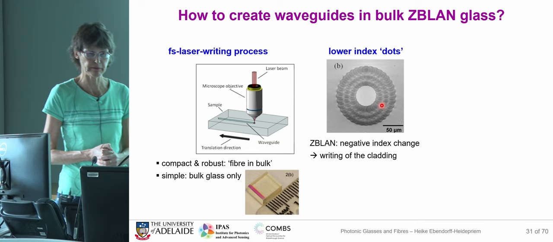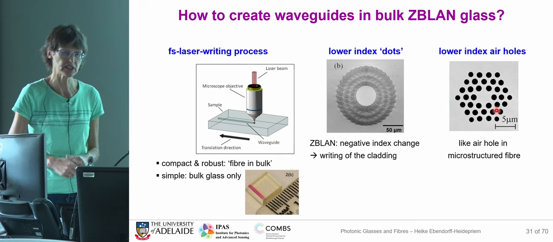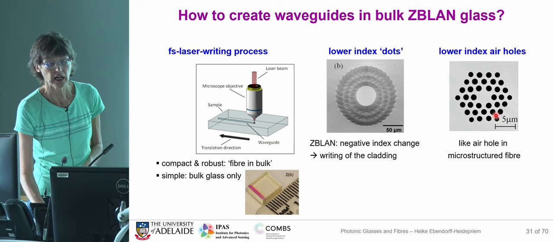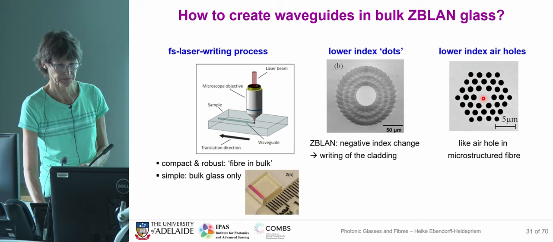So this is here the core, and the cladding, as you can see here, lower index dots are written by the femtosecond laser. And this is really similar to microstructured fibers, where we have the air holes. Air has an index of 1.0, glass of 1.5, and so this is then here the cladding, and the cladding has to be a lower index compared to the core, so that then by a total internal reflection, the light is trapped in the glass core.